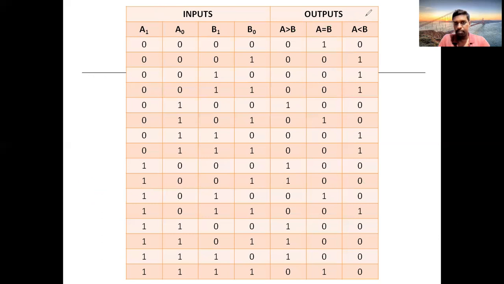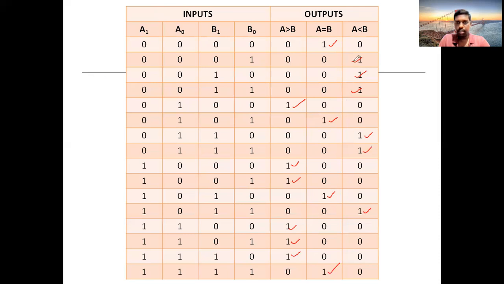For each and every comparison, your output section should consist of only a single one. See here, single one, the remaining 2 are 0. Here single one, the remaining 2 are 0. Single one, remaining 2 are 0. That single one may be present anywhere. But for each and every comparison, you should get only a single one. That means one output among the 3 will be high, and the remaining will be 0. So like that, you should verify the entire table.